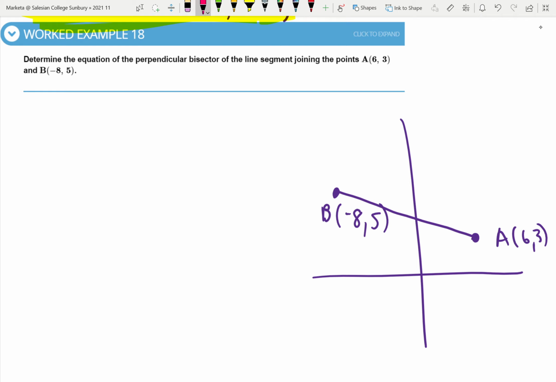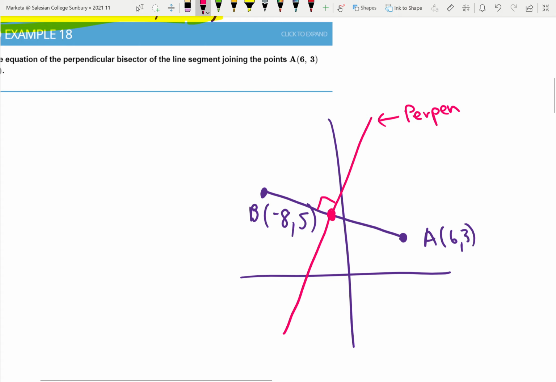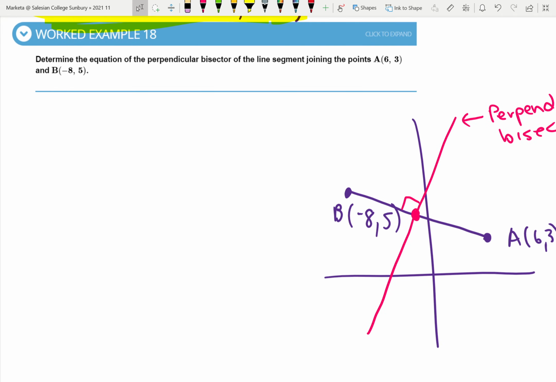So perpendicular means that they're going to make right angles, and bisector means it's going to be right in the middle. So at the center of this line, we're going to have another line, which is the perpendicular bisector. It's going to make a right angle, and this is our perpendicular bisector. So we're finding the equation of that line. So step one, I guess we could say, understand.